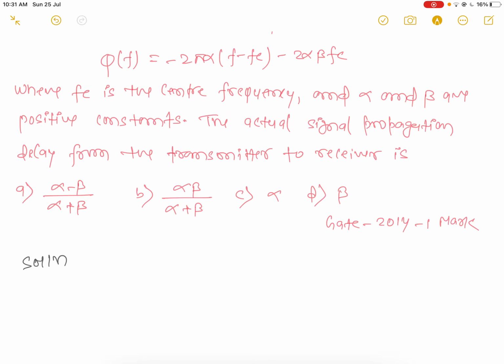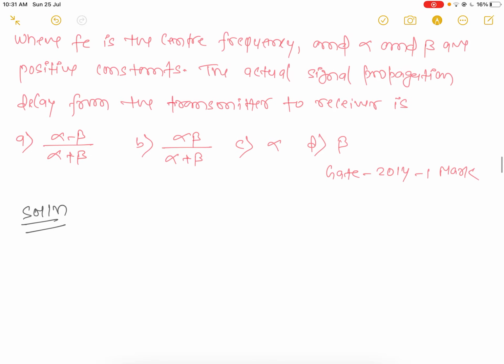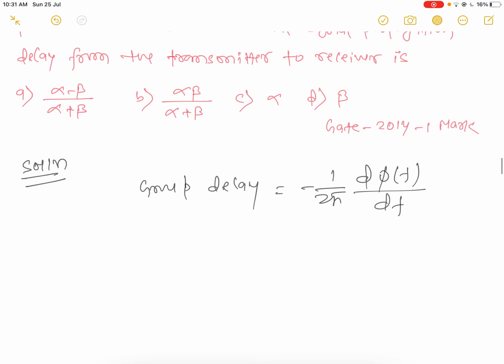So solution, this one was asked in GATE 2014 for 1 mark. Solution: group delay. We know the formula of group delay is minus 1 by 2 pi times the derivative of the function. If our function is given in omega, then in that condition we cannot take 1 upon 2 pi. If your function is given in f, then we have to take the 1 by 2 pi. Always remember.